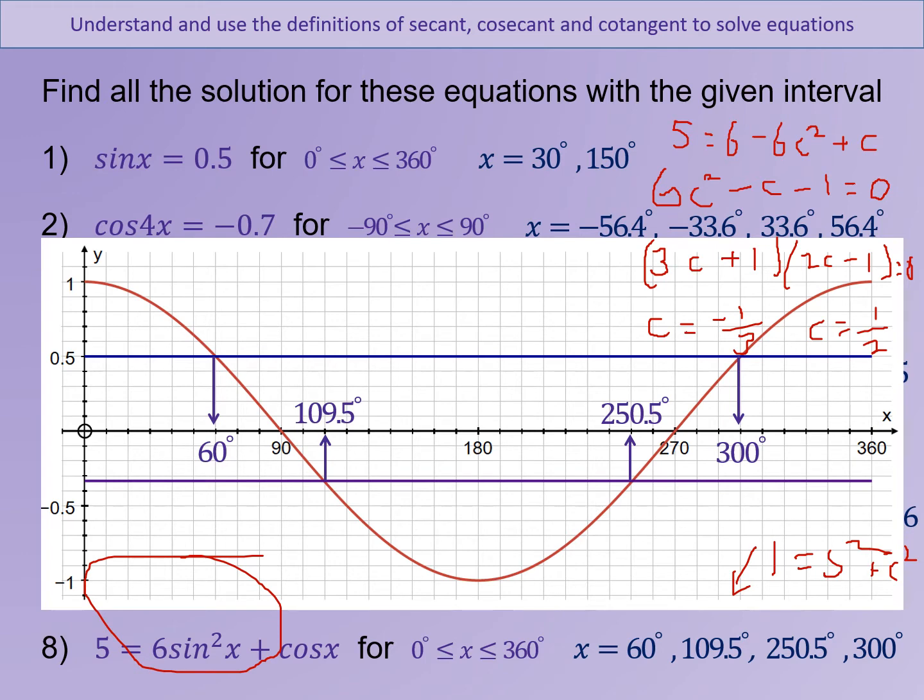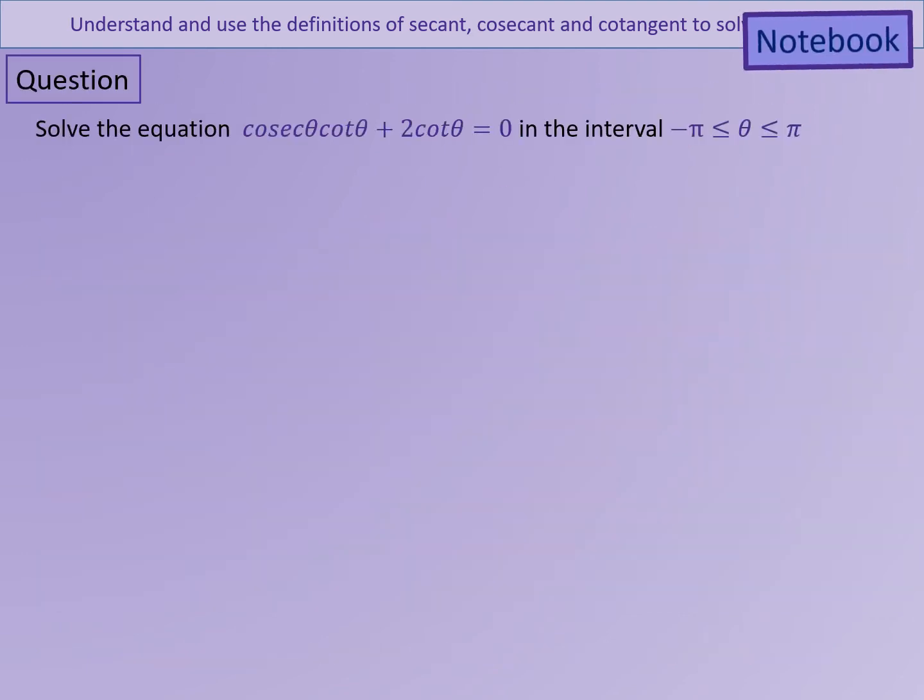So what we want to look at now is moving on to some year 2 stuff. So grab your notebooks and let's have a go at working out this. Solve the equation cosec theta cot theta plus 2 cot theta equals 0. And I'm looking for the solutions of that over the interval minus pi to pi. So just give you a chance to write down your notebook, pause for a second if you need to, and let's look at the solution.